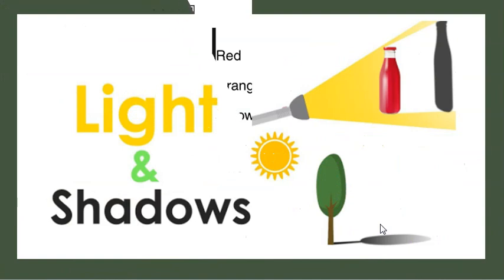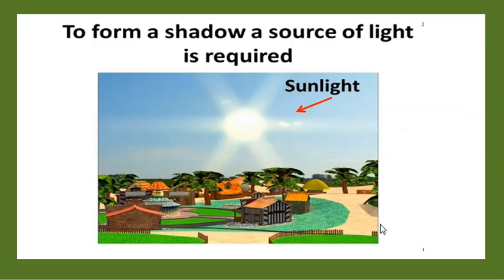Yes, the light and shadow, okay? How is a shadow formed? To form a shadow, a source of light is required. Not only sunlight, but torchlight, bulb light, candle light as well, okay? So it is a must that to form a shadow, a source of light is required, okay?